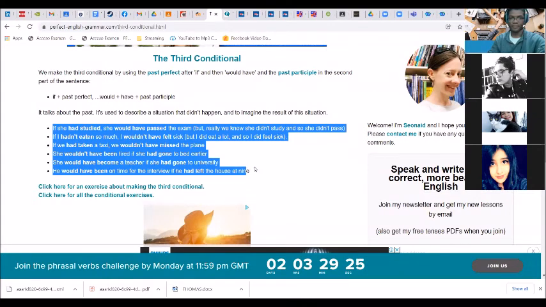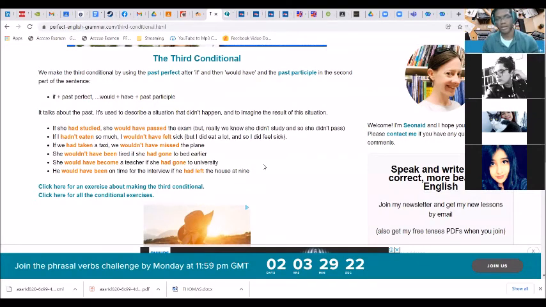If she had studied, she would have passed the exam, but really we know she didn't study and so she didn't pass. If I hadn't eaten so much, I wouldn't have felt sick, but I did eat a lot and so I did feel sick. If we had taken a taxi, we wouldn't have missed the plane. She wouldn't have been tired if she had gone to bed earlier. She would have become a teacher if she had gone to university. He would have been on time for the interview if he had left the house at 9.